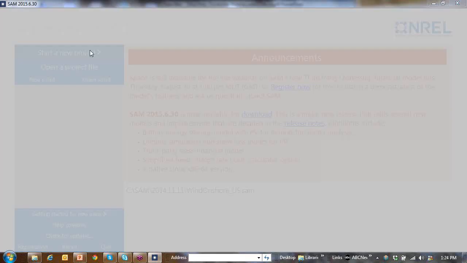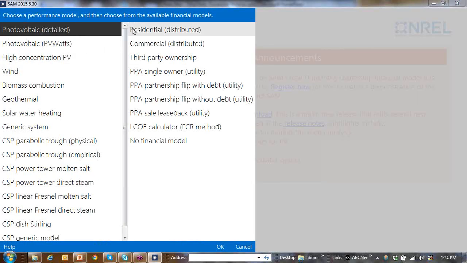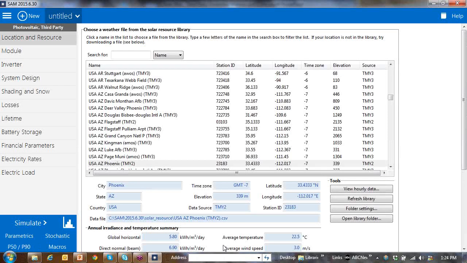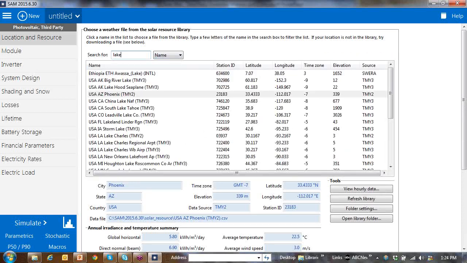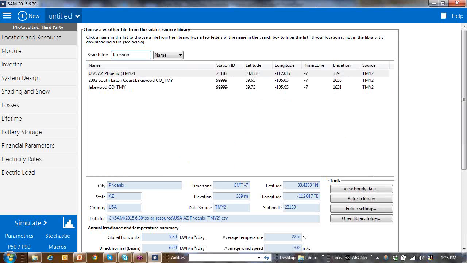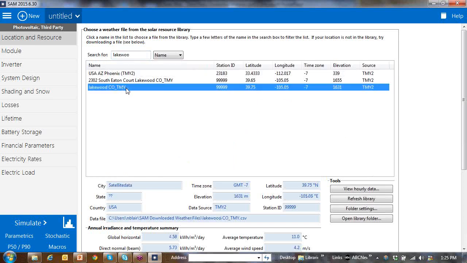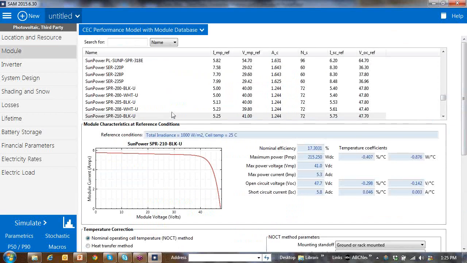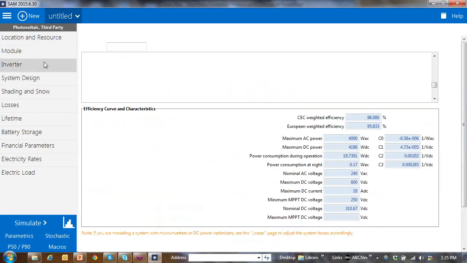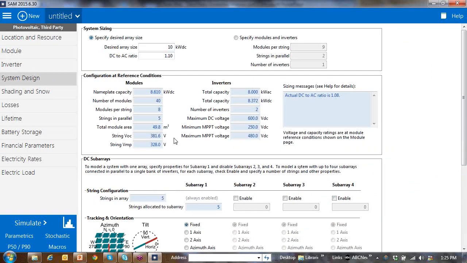So we'll start a new project in SAM. We'll do a detailed PV analysis, third-party ownership. We will select, I've already created a Lakewood, Colorado weather file using the gridded data option down here to download a file from the Solar Prospector. So we will select that. We've already selected SunPower modules, inverters. We'll specify a desired array at 10 kilowatts.